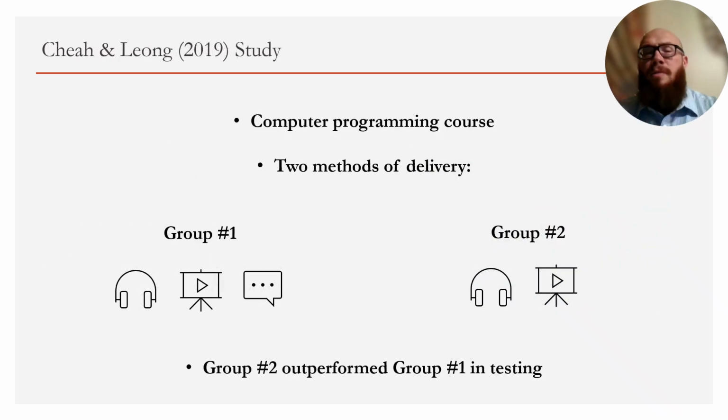One study that demonstrates this, and it's presented here on the slide, presented computer programming instruction to two different groups of first-year college students over a 5-week period. The study was conducted by Chia and Leong, 2019. One group of students received audio, visual, and written or on-screen instruction, while the other group received only audio and visual instruction. In the case of the first group, the on-screen text mirrored the audio content.